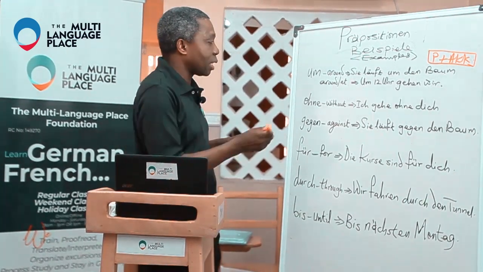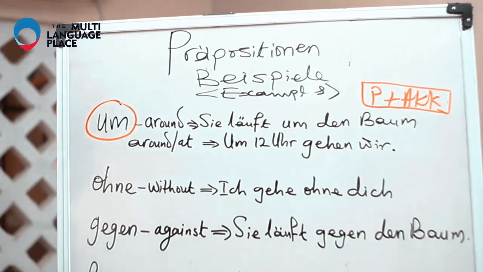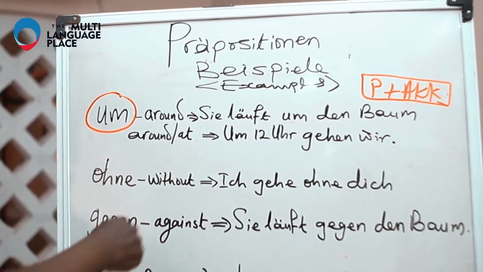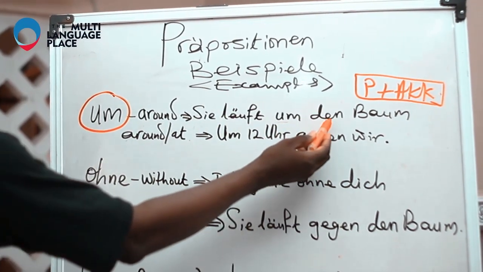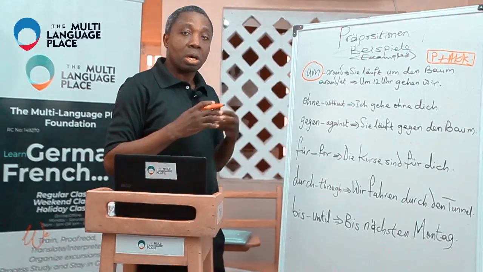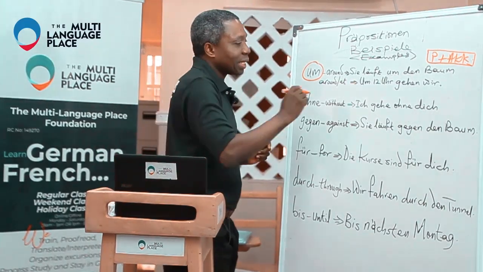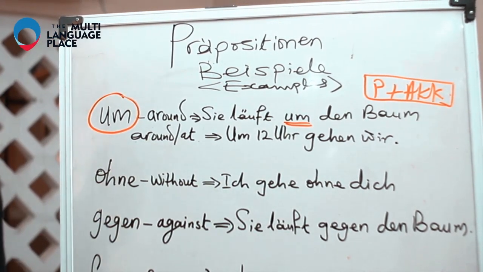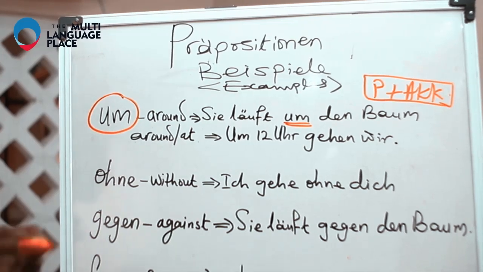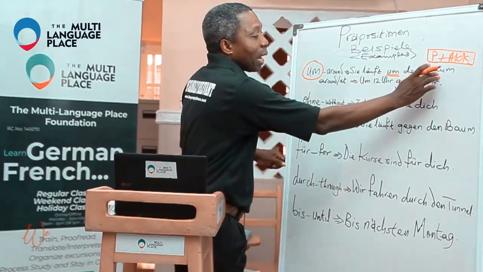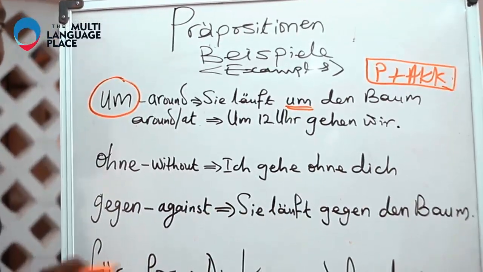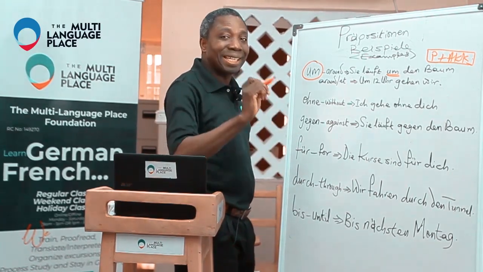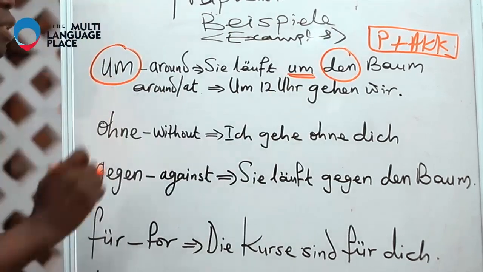So the first one is um, and then the meaning is around. Sometimes it can also mean at. So we have an example. Sie läuft um den Baum. She runs around the tree. What's important here is, after this use of um, the definite article that follows it must be in the accusative form. So that's why you see Baum is der Baum. And if you look at your table, the accusative form of that masculine noun is there. So you have it in den form.